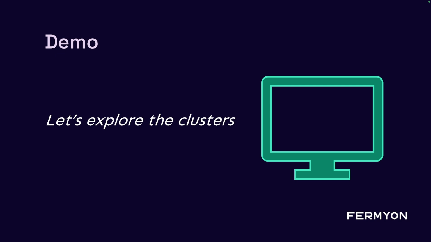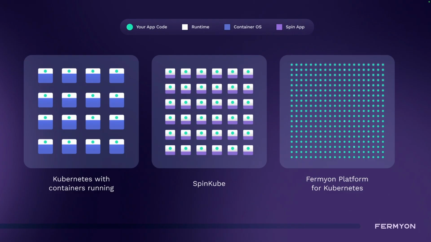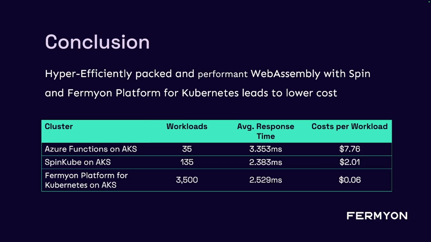Okay, now let's dive into those observations. From a high-level point of view, we can increase density using WebAssembly, especially with Fermyon Platform for Kubernetes, which allows us to run thousands of workloads on a single node Kubernetes cluster. SpinKube and Fermyon Platform for Kubernetes bring even better response time compared to containers. Also, from a financial point of view, we can go from $7.76 per containerized workload down to an amazing 6 cents per workload due to the high density provided by Fermyon Platform for Kubernetes.